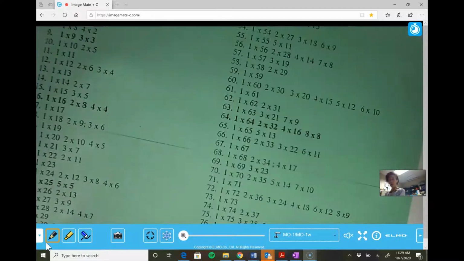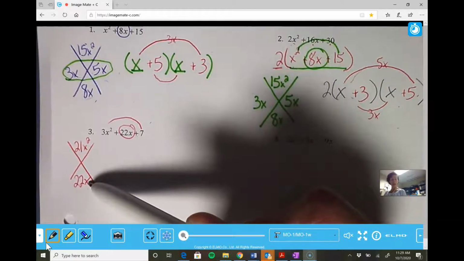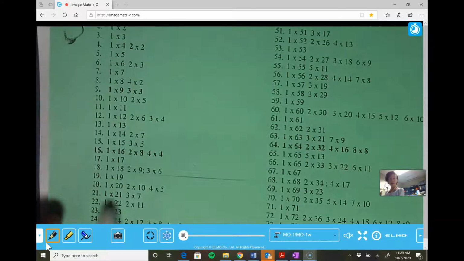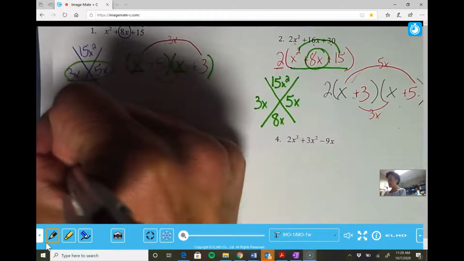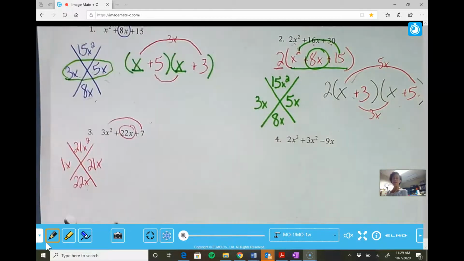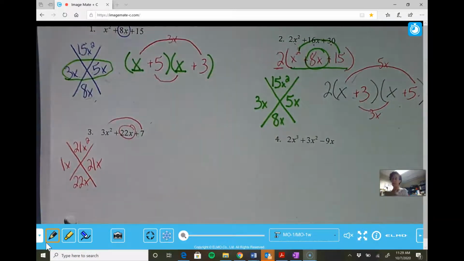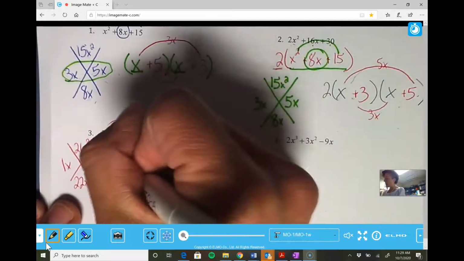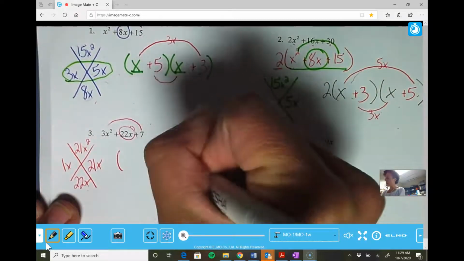I'm going to use my green page. That helps, whether I add or subtract them, get me to 22. And it's going to be the 1 and 21. So I'm going to put 1x and 21x, and it doesn't matter if you put the 21x first and then the 1x here. So now I'm going to make my parentheses. I'm going to go straight into this.